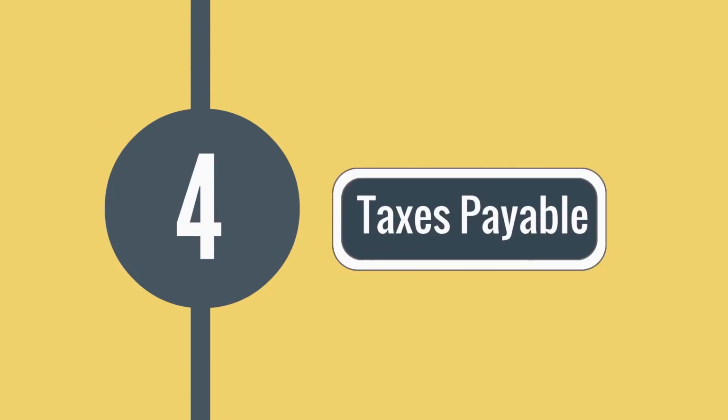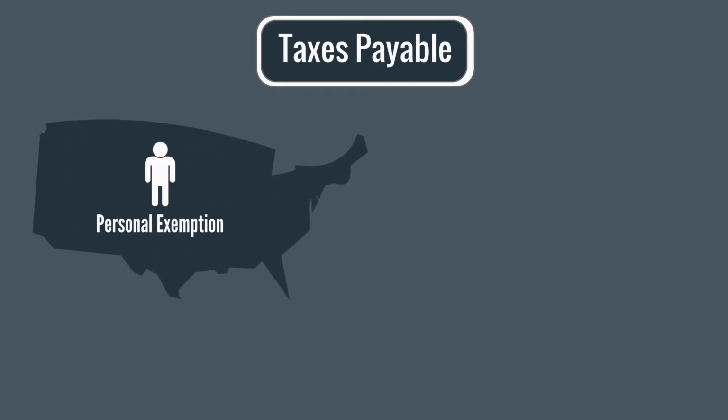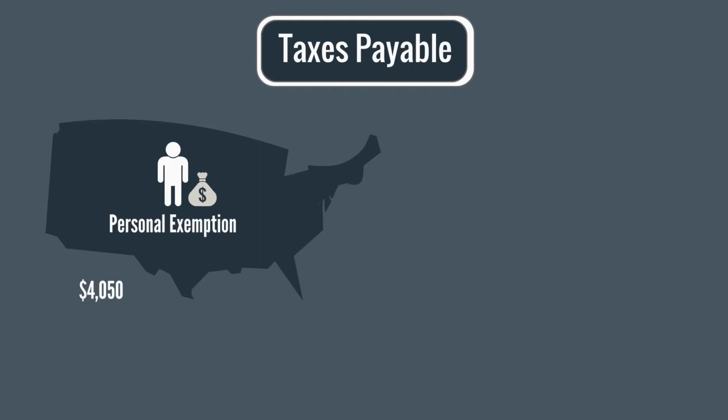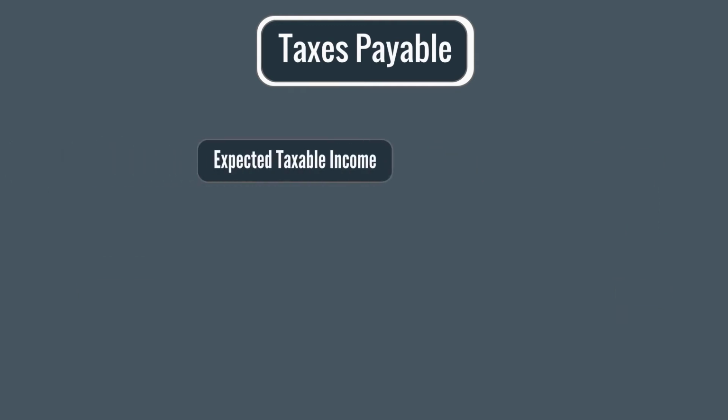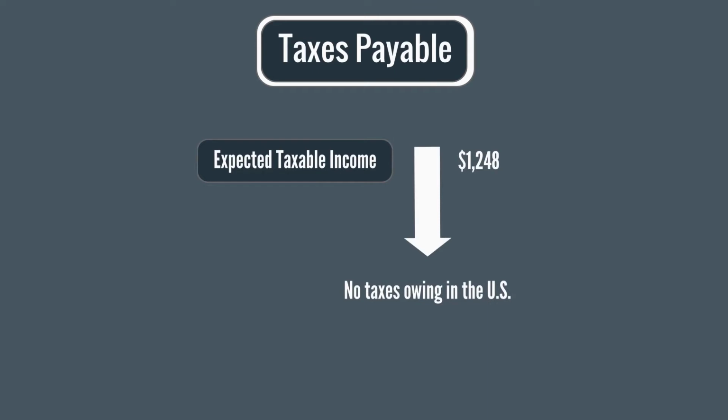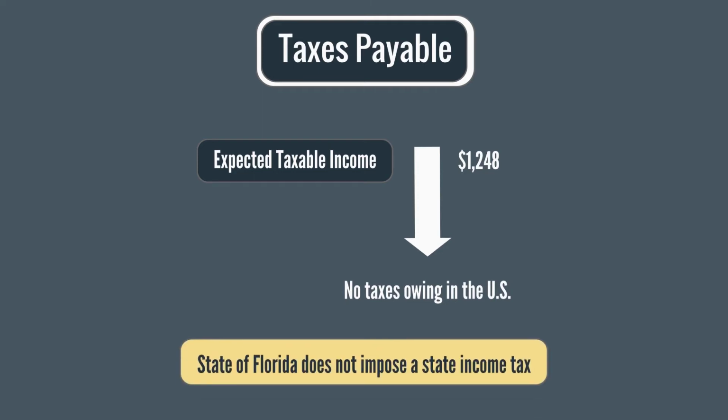Taxes payable. Every person receives a personal exemption of $4,050 in the US. This means that taxable income below $4,050 is tax-free. Because your expected taxable income of $1,248 is below the exemption amount, you won't owe any taxes in the US. This, of course, assumes that your only source of income in the US is from this US rental property. Note that the state of Florida does not impose a state income tax.